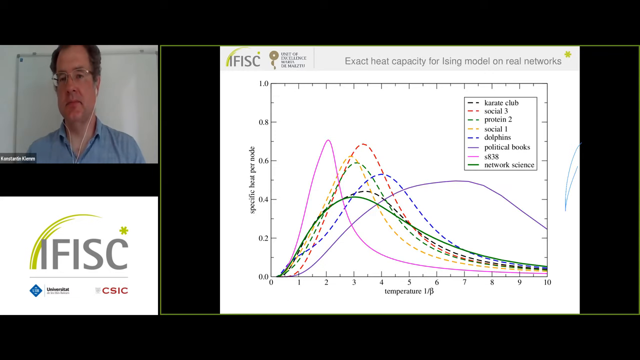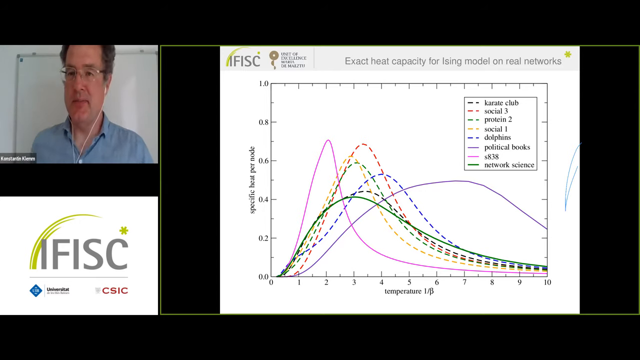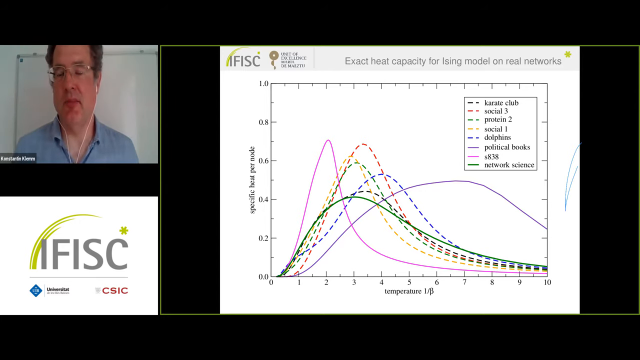And then for some of these, I just computed the exact heat capacity. So I got the partition function, and then taking the second derivative and multiplying by beta squared, you get the heat capacity. And it's just interesting that they come in different shapes here for different sizes.